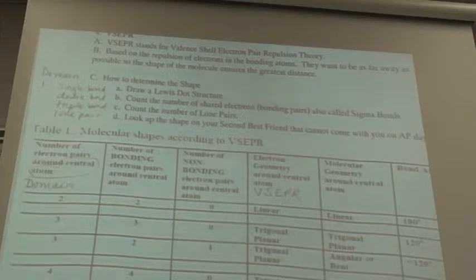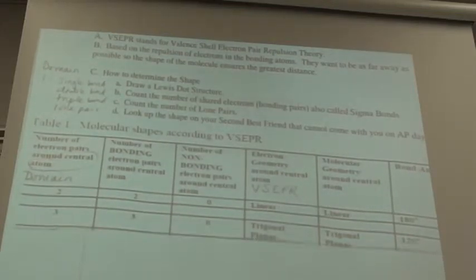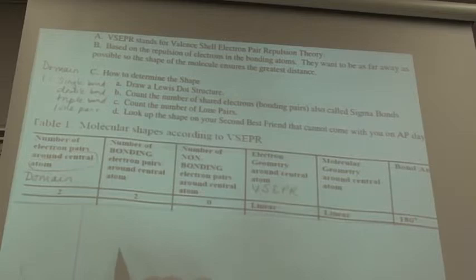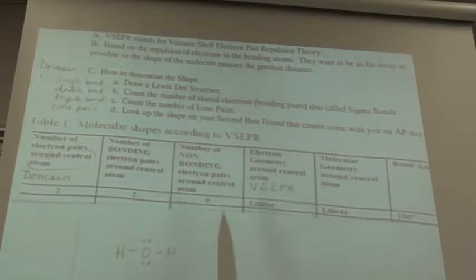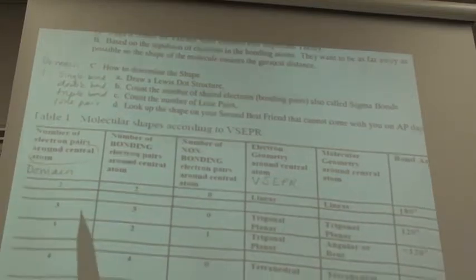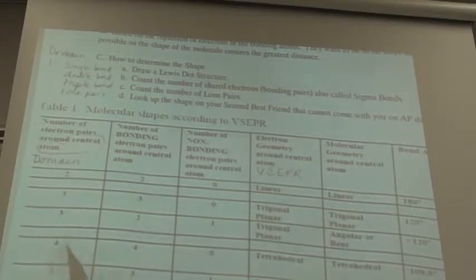So, if I were to draw water, I would look at it and say, how many electron domains are there around the central atom? One, two, three, four. So I would look at my electron domain chart and I would say, it's tetrahedral. It's a tetrahedral shape according to VSEPR.